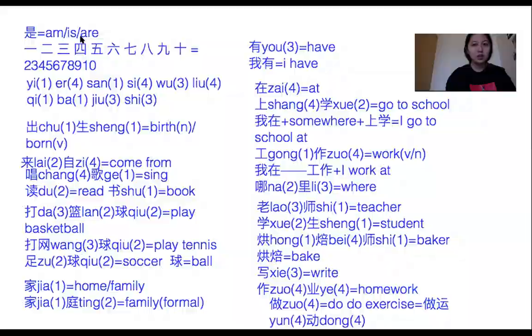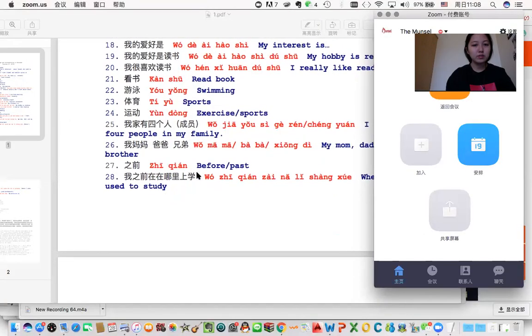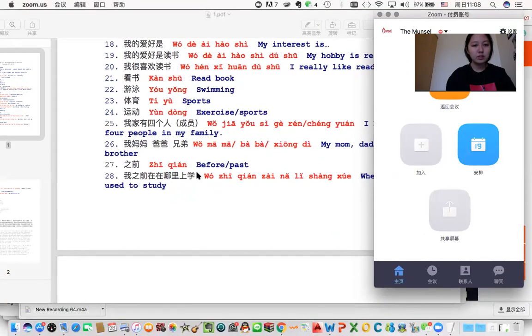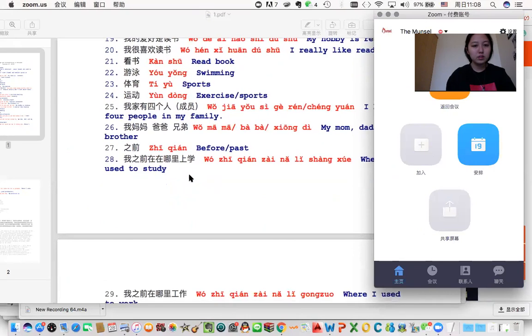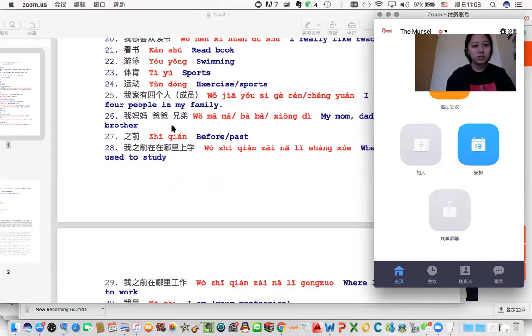What do we also have? Here, exercise. 运动 is exercise.